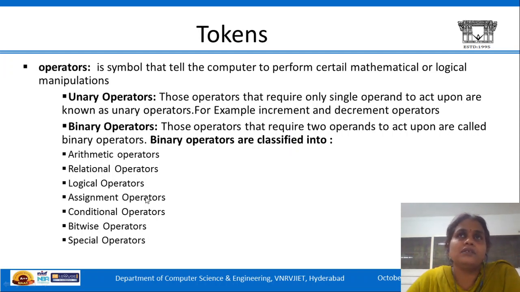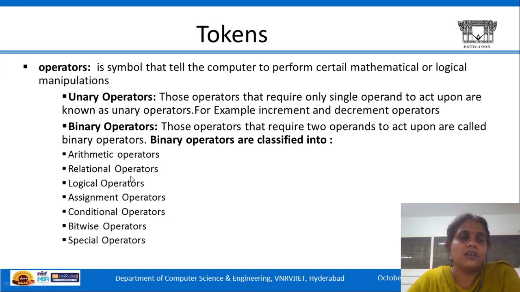And binary operators, there are 7 types. Arithmetic operators do the mathematical calculations: a plus b, a minus b, and multiplication, which is represented with the asterisk, then division. And the modular operator, which is the percentage symbol. Then relational operators, which are used to compare two values: a less than b, a greater than b. We'll discuss all these later, and we'll have some sample programs also.